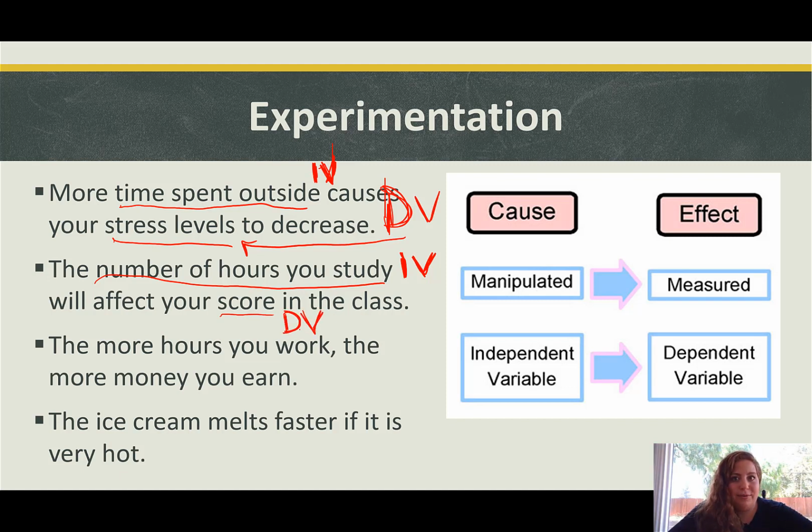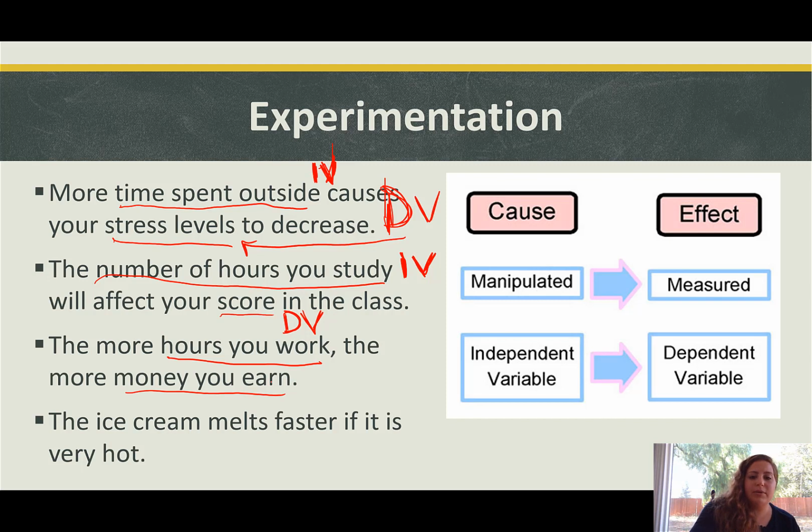All right, last two. We ready? The more hours you work, the more money you earn. So hours you work and money you earn. So money earned and hours worked. Which one is my IV? Which one is my DV? So is the amount of money I earn going to affect the number of hours I work? Or are the amount of hours I work going to affect how much money I get?